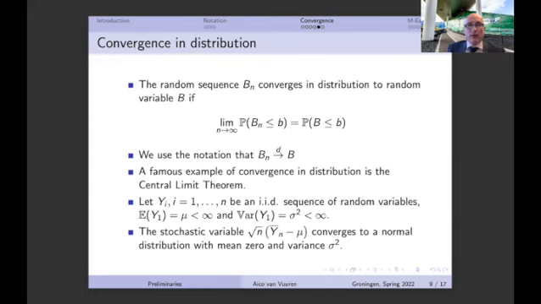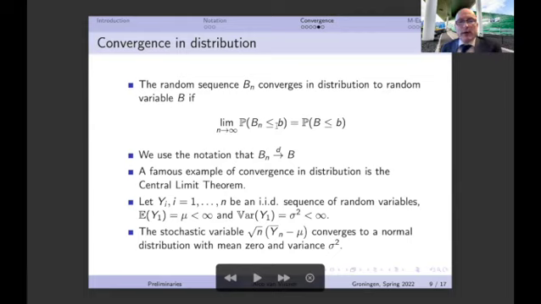I would like to go on with the next topic, and that's the topic of convergence in distribution. First of all, the definition. The random sequence Bn converges in distribution to a random variable b, indicates that the limit with respect to n going to infinity of the probability that Bn is smaller or equal to b is going to be equal to the probability that b is smaller or equal to b.